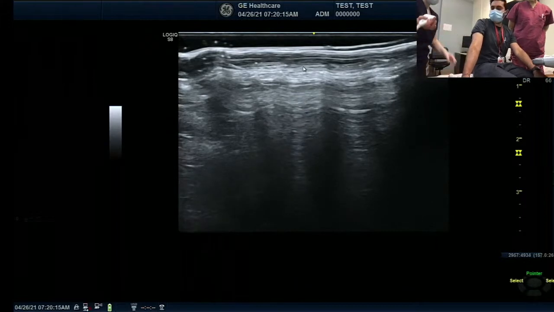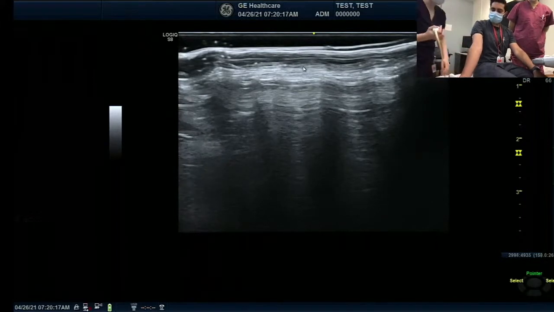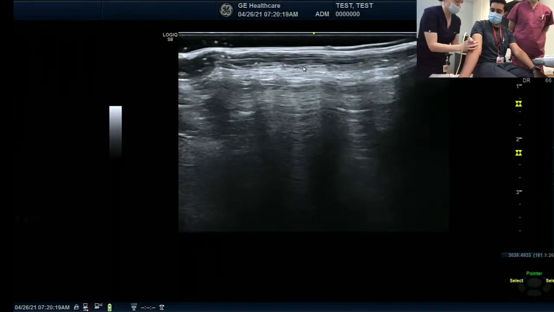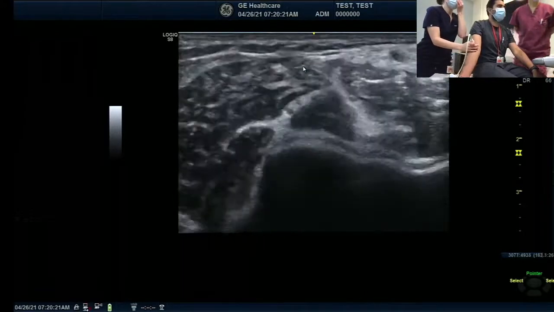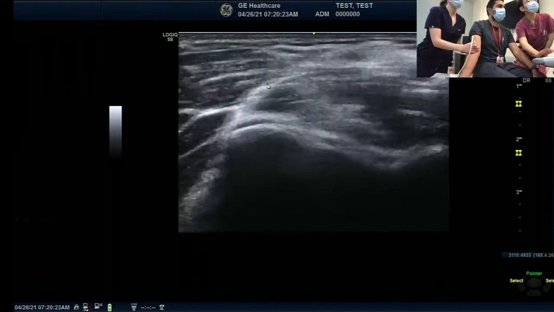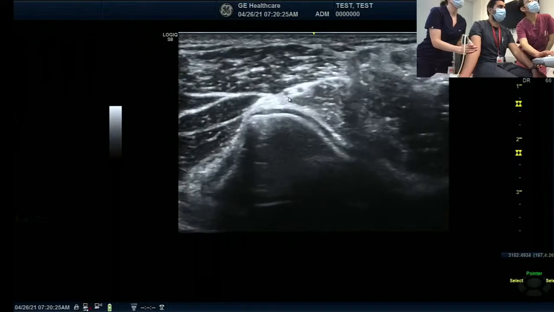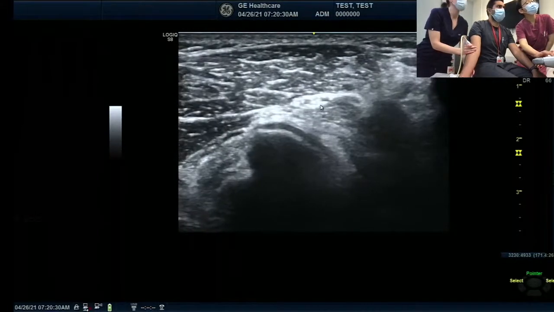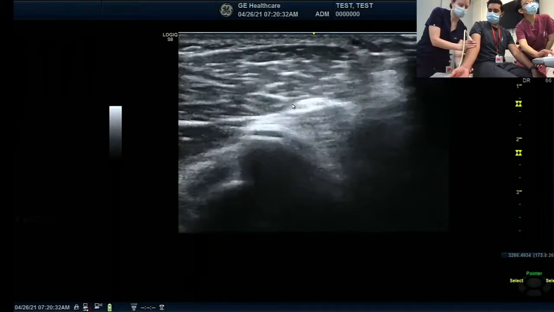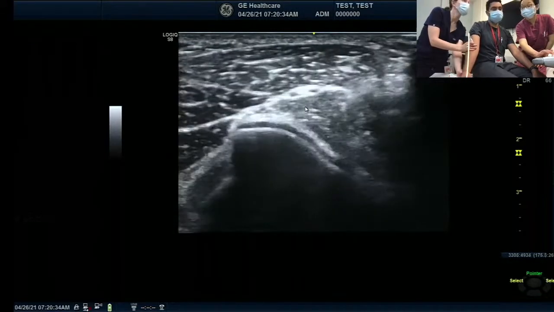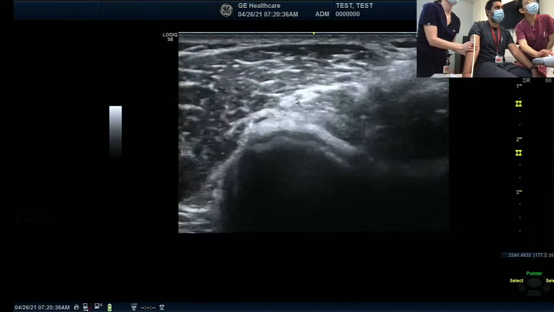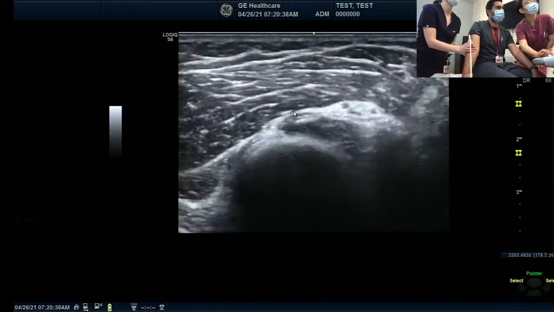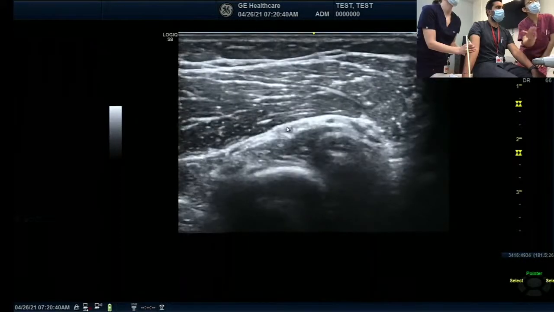Okay, then now we'll do the deeper branch. Let's start here. I'll start. Now I'm going to show this is the deeper branch. Can you see the three dots? One, two, three, right? Okay, follow. Now supine. So when you follow the radial nerve, oh good.